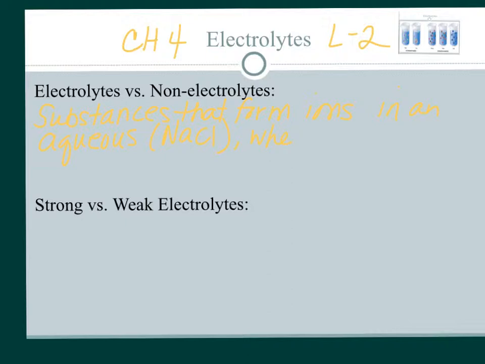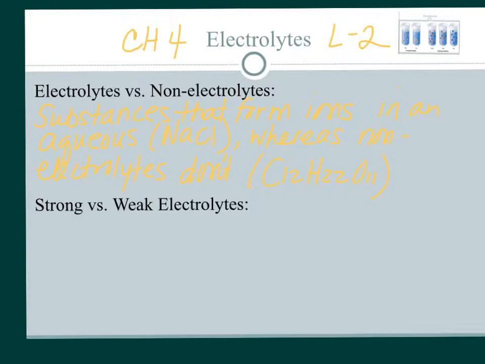Whereas non-electrolytes don't. And a good example of this would be a sugar like C12H22O11.